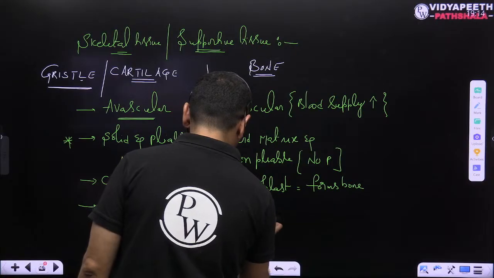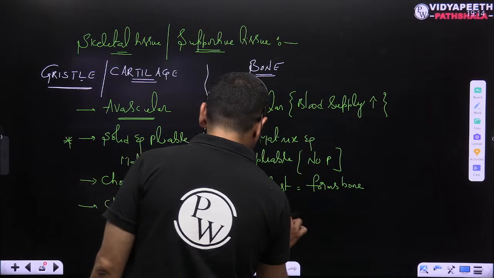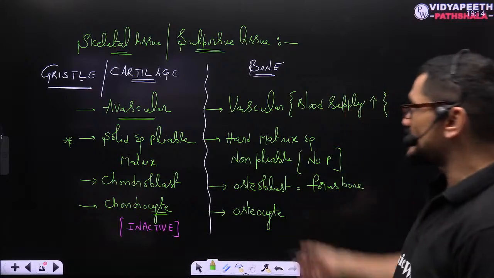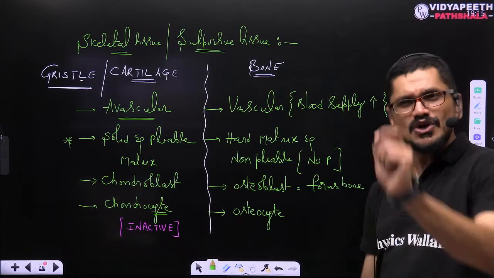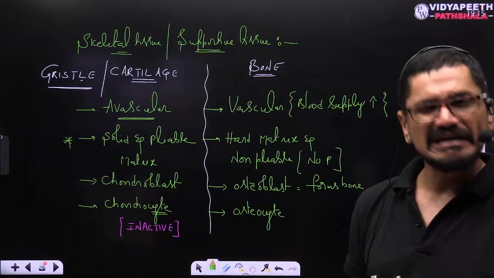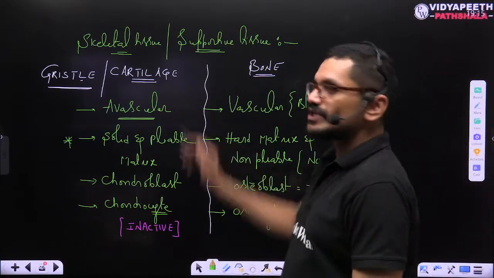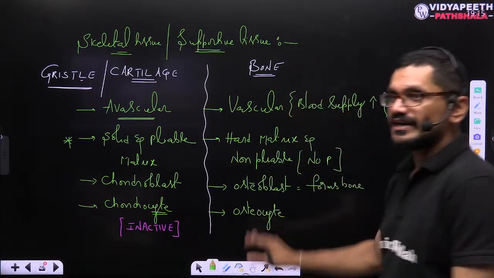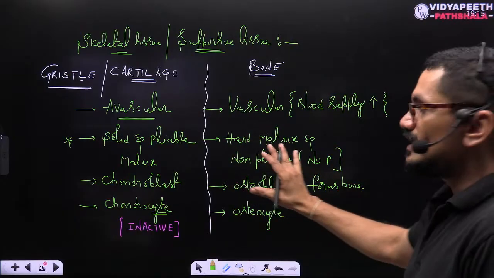You may ask me one question, sir. In fact, where these osteocytes, where these chondrocytes are present, I will show one simple diagram to you so that you will get a crystal clear idea. I will show the cartilage diagram now. Is it clear till now? Any doubt?